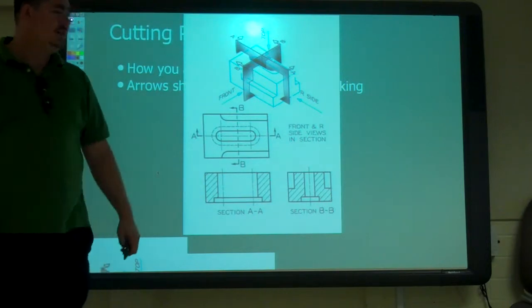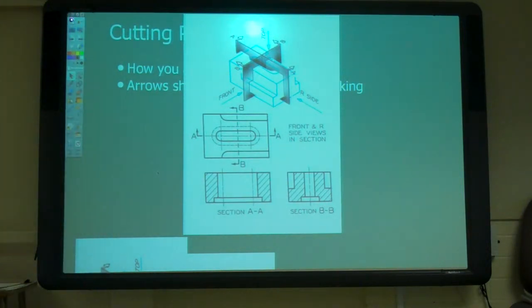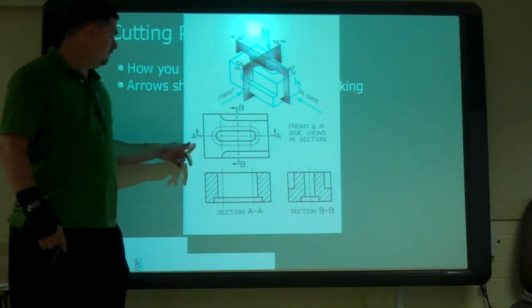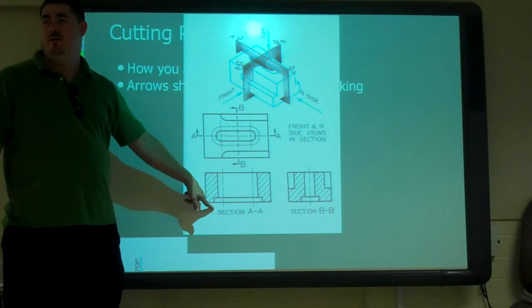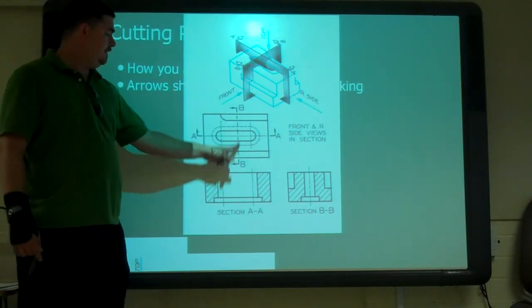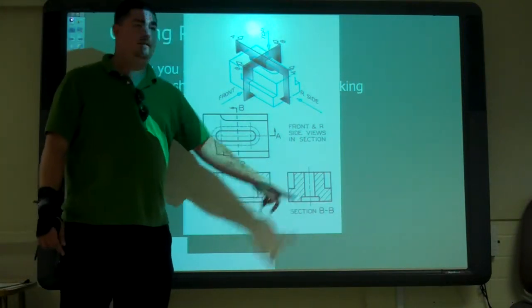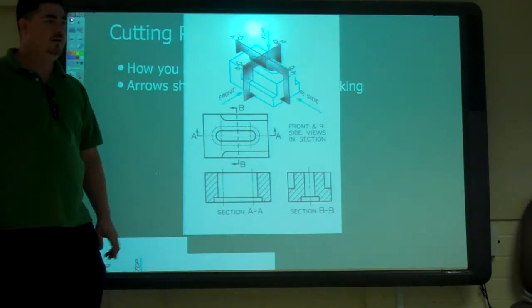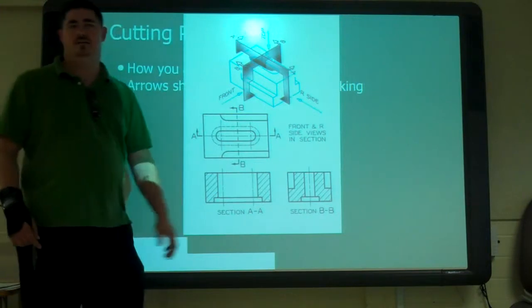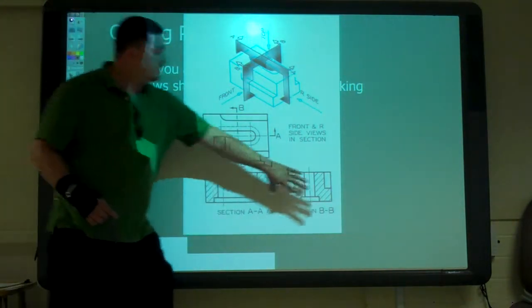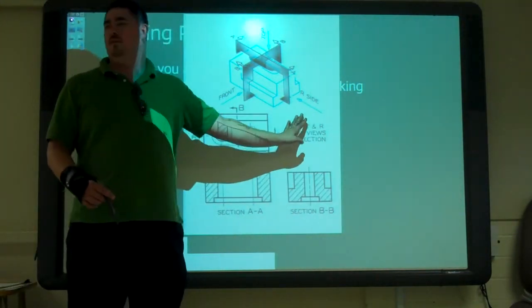If you have more than one section, you want to label them. So we have section AA, A to A, down here. We have section BB over there. Right? Instead of bringing it straight out, we did it just our side view as a section. Which would be the same as if we took this and brought it up and turned it, right?